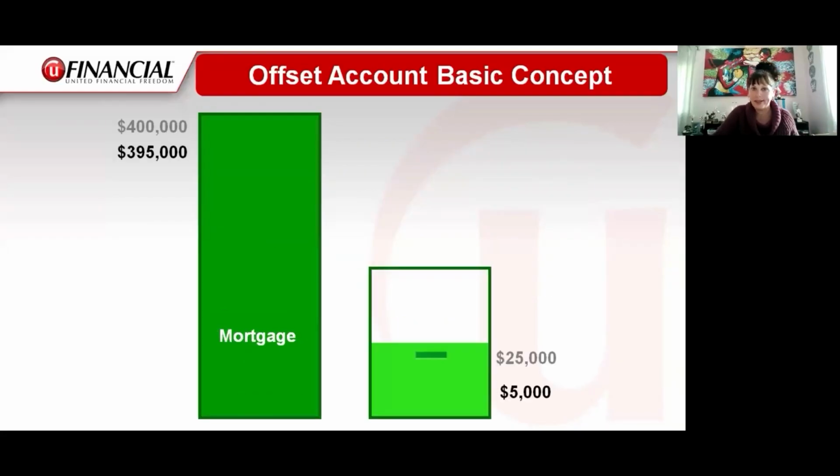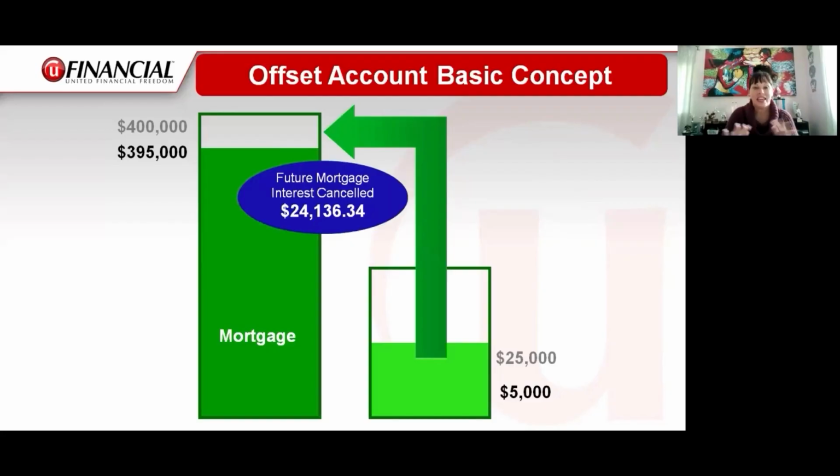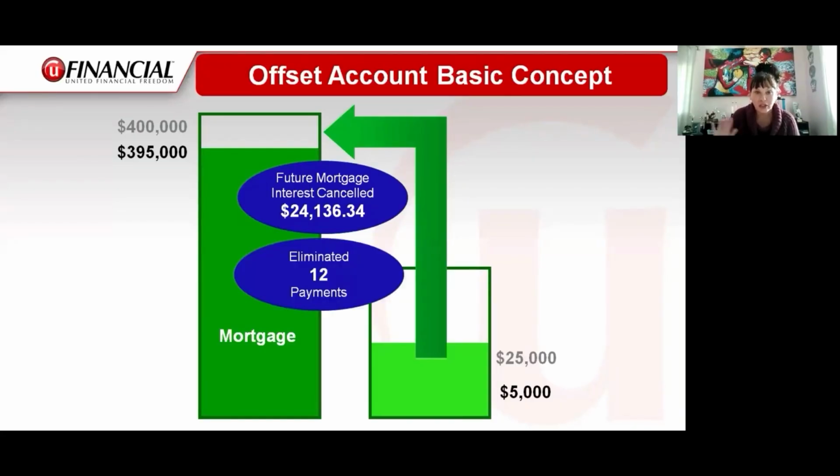At first glance, it doesn't look like we accomplished anything. We still owe $400,000. But what we did was we took $5,000 from a product that we have zero control over, and we transferred it to one where we have 100% control. And this single strategic funds transfer canceled $24,136.34 in future interest, and it eliminated a full year off of the back end of this loan.